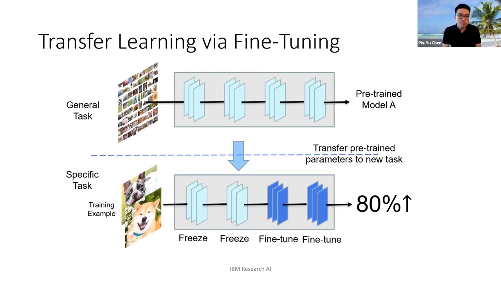So let's first look at how transfer learning works in the first place. When you do transfer learning, you have a source model that is pre-trained on some general task, like ImageNet, and then you fine-tune your model on your specific task. Let's say I'm going to fine-tune an ImageNet model to classify dog versus cat. In this case, people will fine-tune either every layer or just some layers to classify this specific dog and cat dataset.